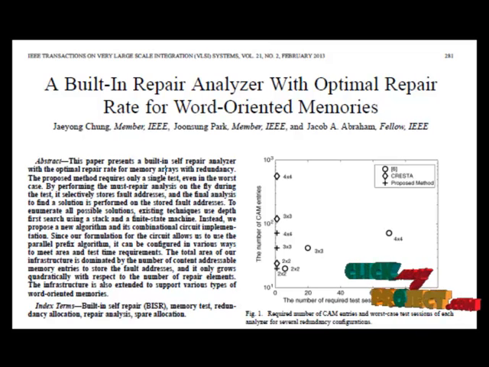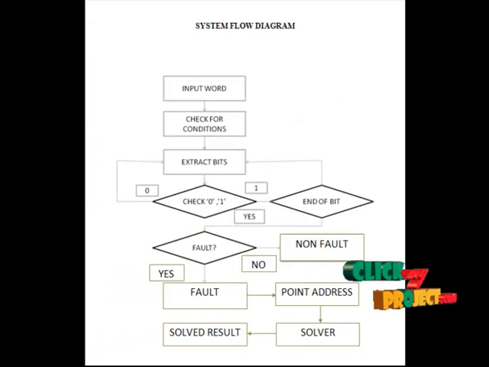To enumerate all possible solutions, existing techniques use depth-first search using a stack and a finite state machine. Instead, we propose a new algorithm and its combinational circuit implementation. Since our formulation for the circuit allows us to use the parallel prefix algorithm, it can be configured in various ways to meet area and time requirements. Now I am going to explain the system flow diagram of our project.